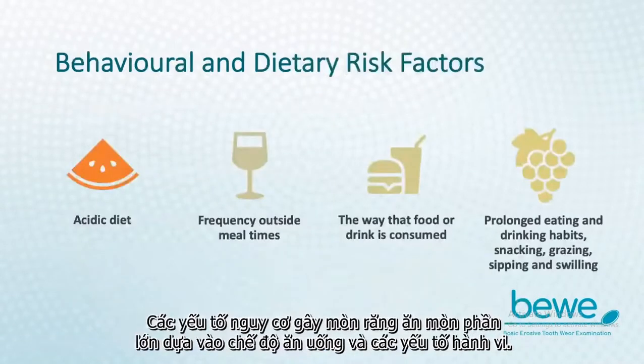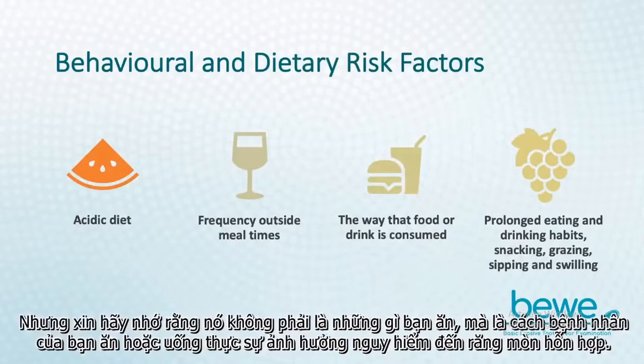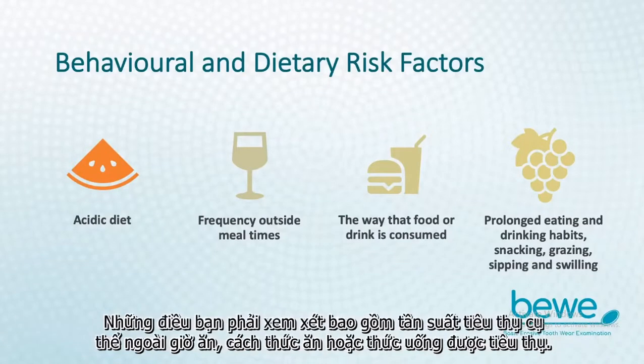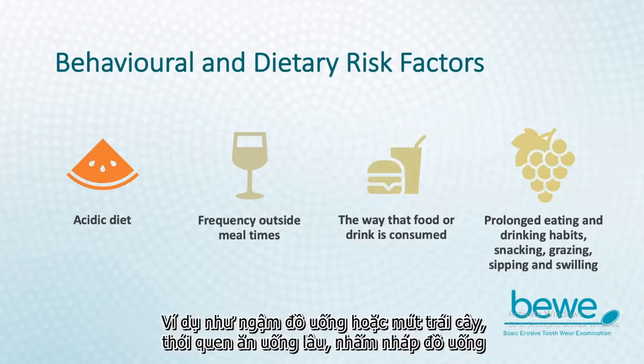Risk factors for erosive tooth wear are largely based on diet and behavioural factors. But please remember, it is not what you eat, but how your patients eat or drink that really affects the erosive tooth risk. Things you must consider include the frequency of consumption, in particular outside of meal times, the way that food or drink is consumed, for example swilling or swishing drinks or sucking on fruit, and prolonged eating or drinking habits, for example grazing during the day, sipping on drinks.